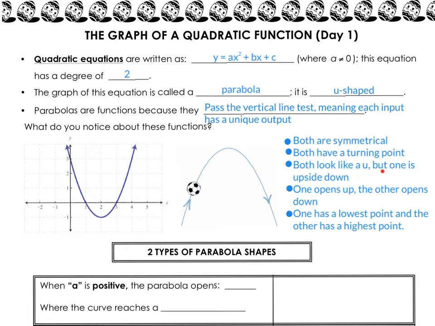So that's a turning point up here. Both look like a U, but one is upside down. One opens up, the other opens down. One has a lowest point and the other has a highest point. So again, those are just observations people have made in the past. These are the two types of parabola shapes that we will see. So let's talk about these some more.